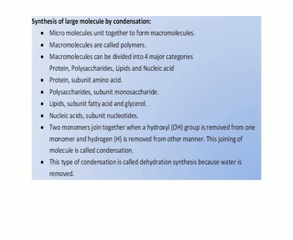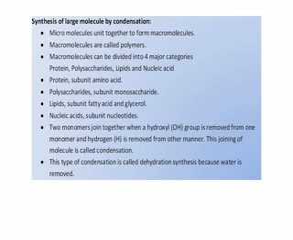Synthesis of large molecules by condensation. Macromolecule means the monomers unite together to form a macromolecule or polymer. Macromolecules are known as polymers. Macromolecules can be divided into four major categories: protein, polysaccharides or carbohydrates, lipids, and nucleic acids. Protein subunits or monomers are amino acids. Polysaccharide subunits are monosaccharides. Lipid subunits are fatty acids and glycerol. Nucleic acid subunits are nucleotides.